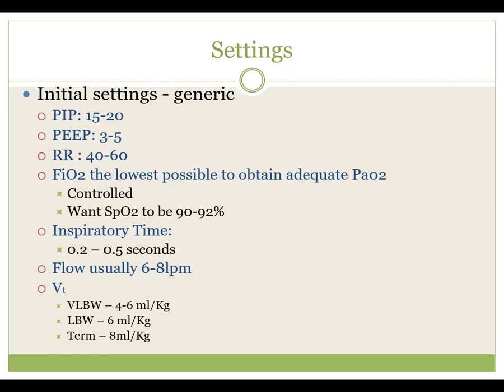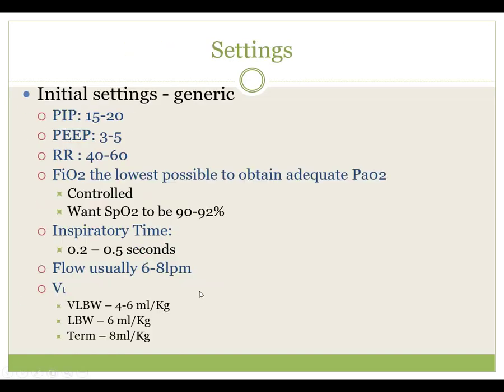And then again, with flow, usually 6 to 8 liters per minute, if you have a ventilator that you can set the flow yourself. If you don't, the ventilator will adjust based on the respiratory rate and the pressure that you have set.